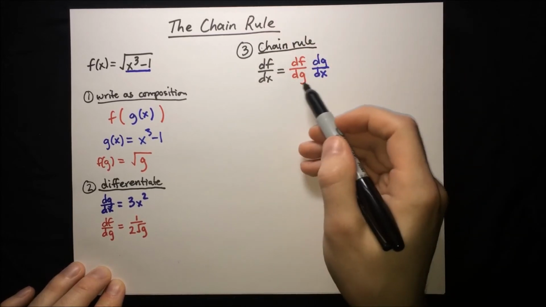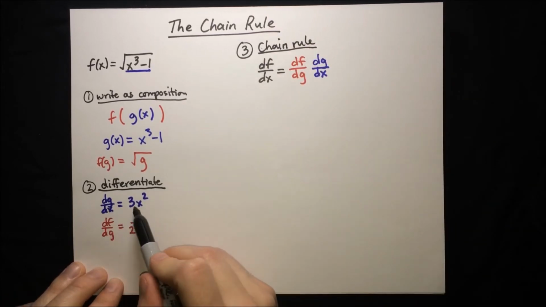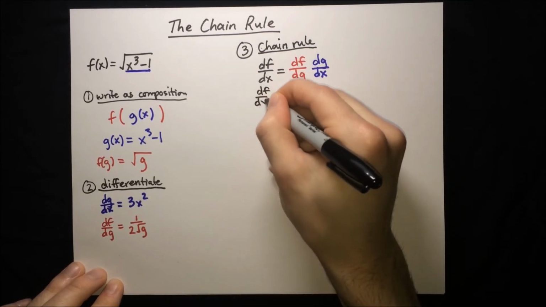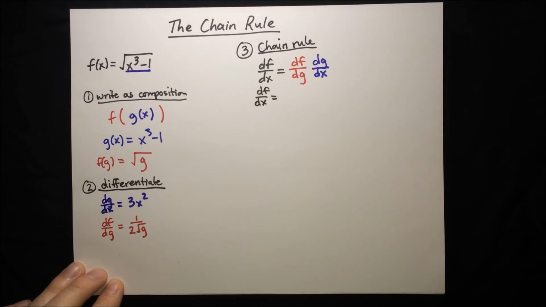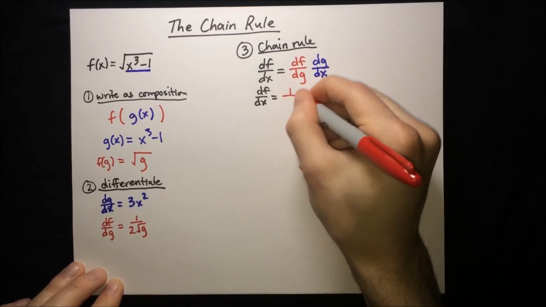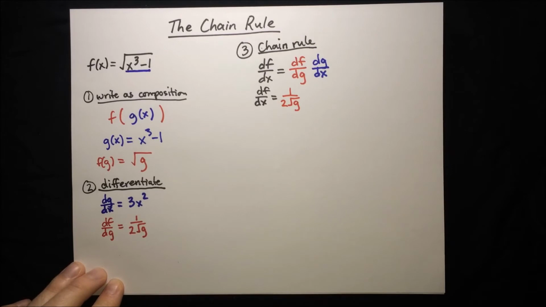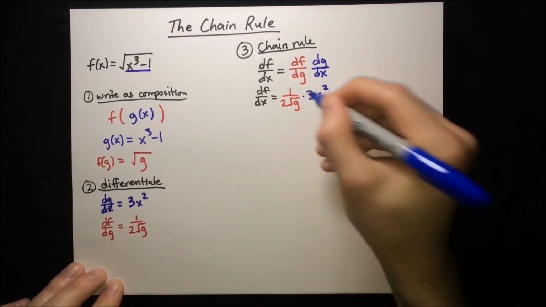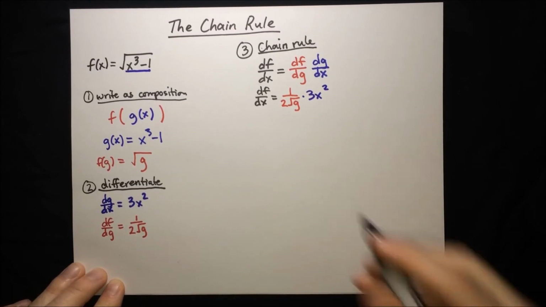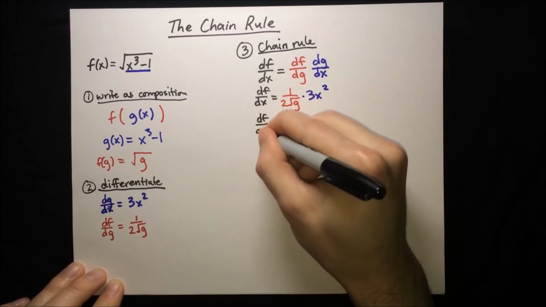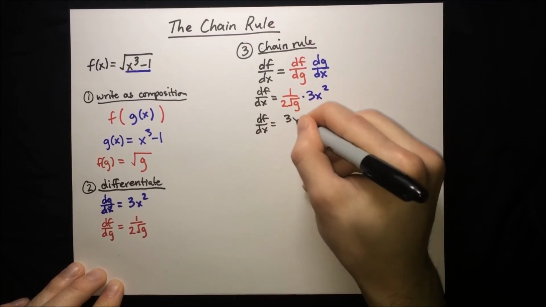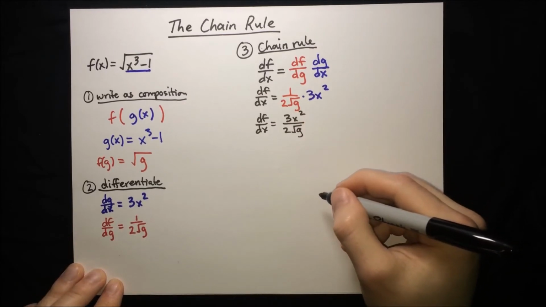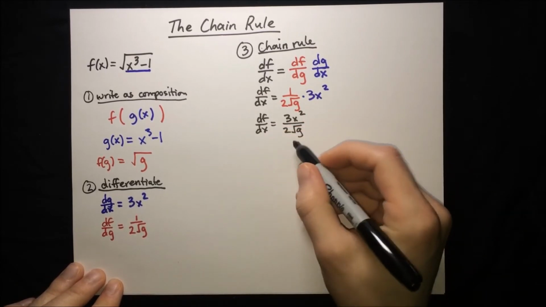We had it written down before, but now we actually get to plug in our derivatives into the chain rule. So we've got df dx equals df dg, which we found down here, that's 1 over 2 root g. And then dg dx we've also got down here, that's 3x squared. Okay, so now we'll go ahead and simplify that a bit. df dx equals 3x squared over 2 root g. All right, and now our last step.